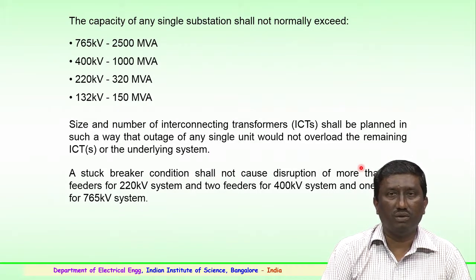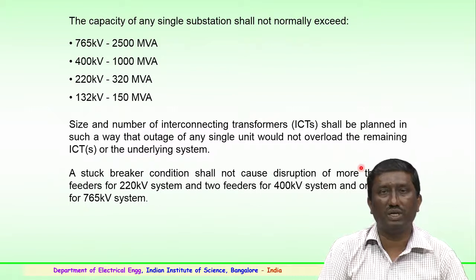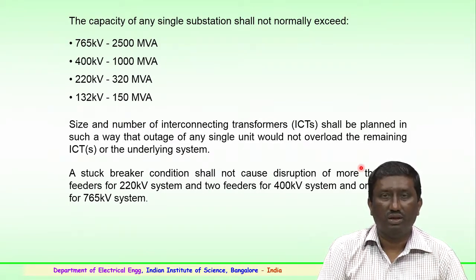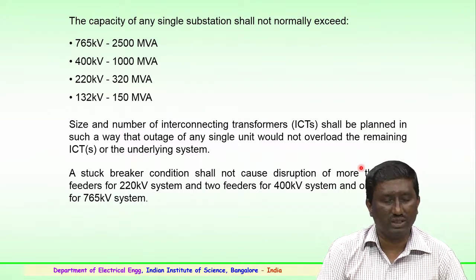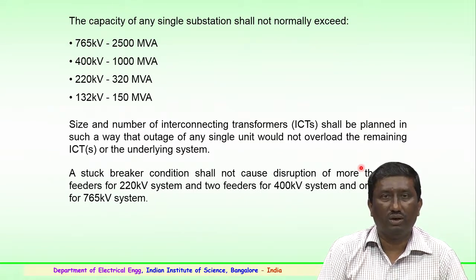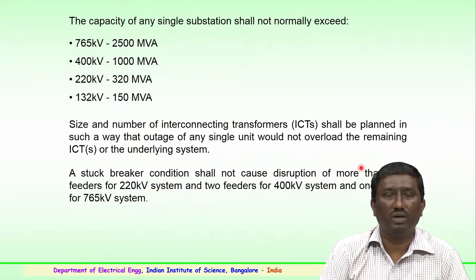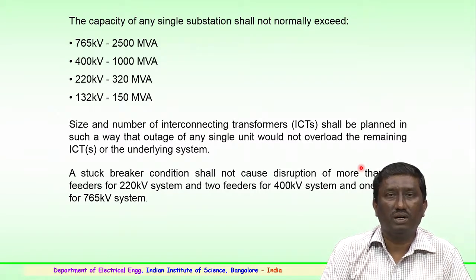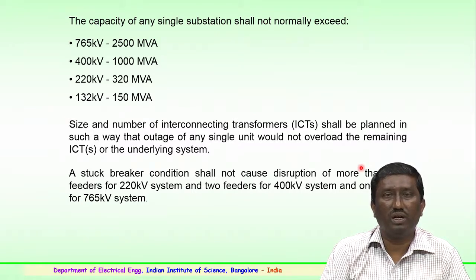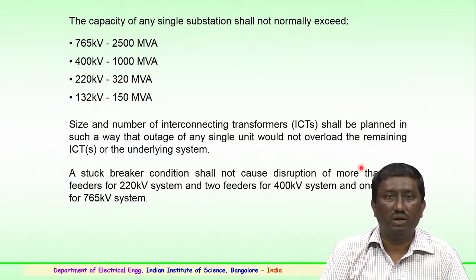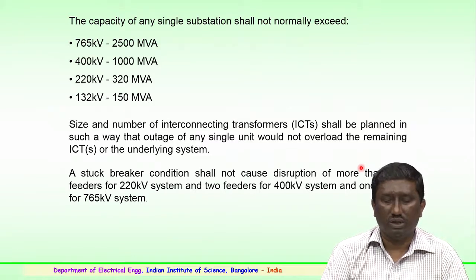The capacity of any substation is normally prescribed as per the international and national regulations, which should not normally exceed the prescribed limits of the megawatt or MVA level of the substations. So, you can see here for a 765 kilovolt or 800 kV transmission network, the substation capability is 2500 MVA for any single substation. It should not exceed this value. For 400 kilovolts it is 1000 MVA. In case of 220 kV, 320 MVA is the peak which is prescribed, and for 132 kV substations it is 150 MVA. So, the size and number of interconnecting transformers is very important.